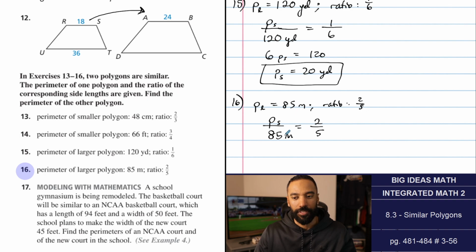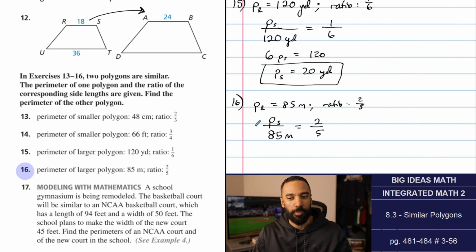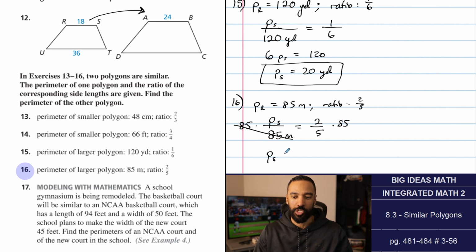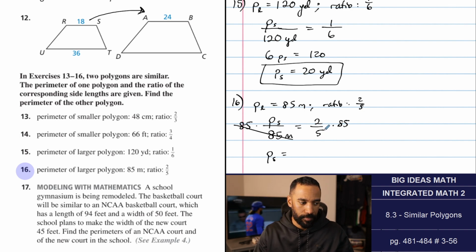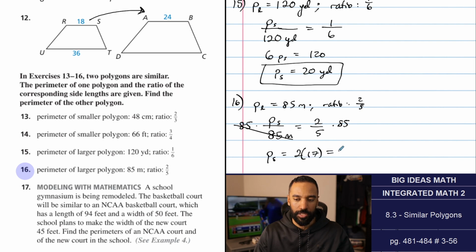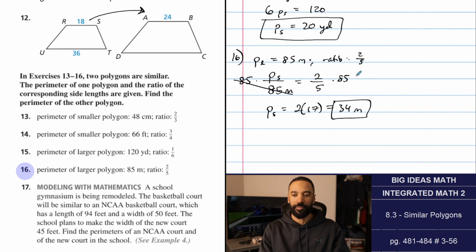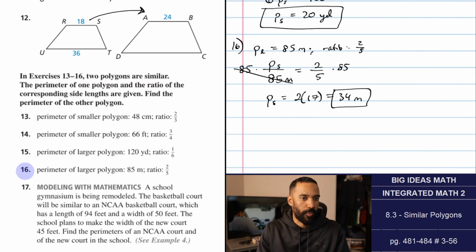Again, I shouldn't really cross multiply. I should multiply both sides by 85. This is where I should really listen to the book. Multiply both sides by 85. And perimeter of the smaller is going to be 85 over 5, which is 17. And 2 times 17 is 34. I think that's what I said before. 34 meters. Okay, that's those ones. Let's move forward.